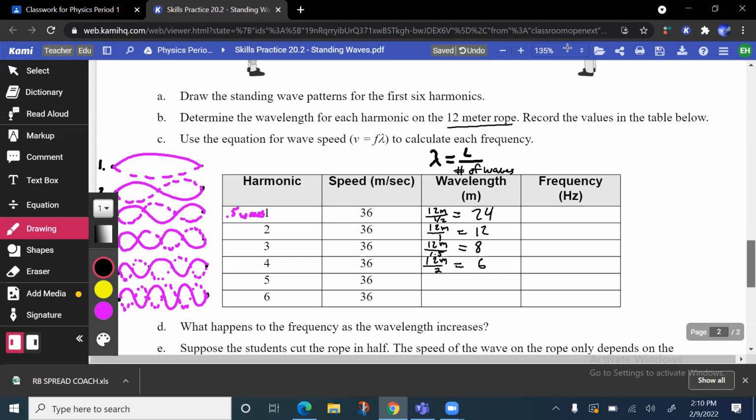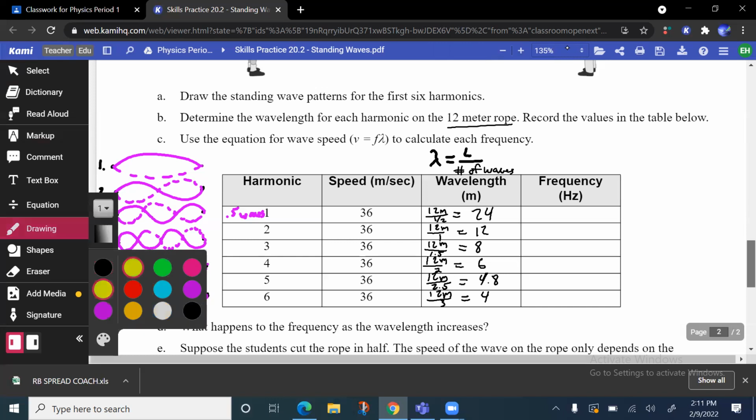The fifth harmonic will be 12 meters divided by 2.5, which is 4.8 meters long. And then finally, 12 meters divided by 3 full waves, or 4 meters long. You can see as the frequency has gone up in the harmonic numbers, the wavelength has gone down. You can see that in the picture.